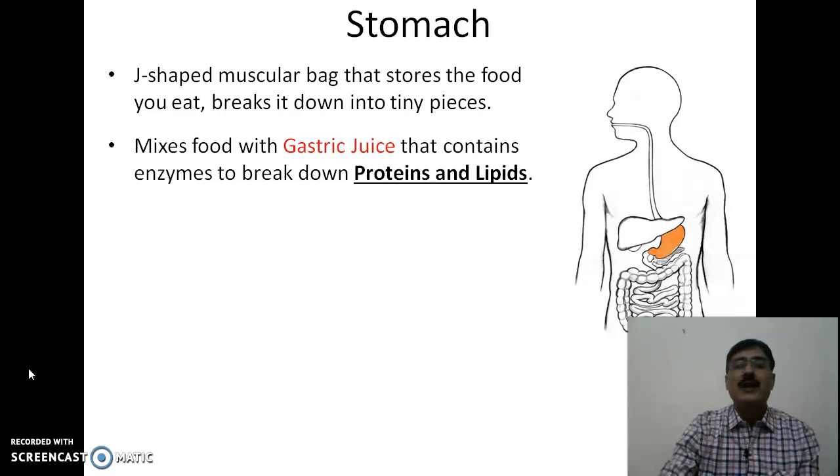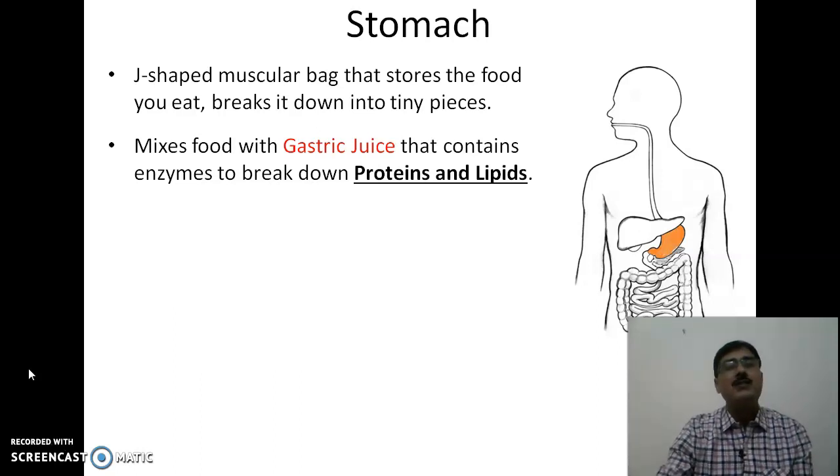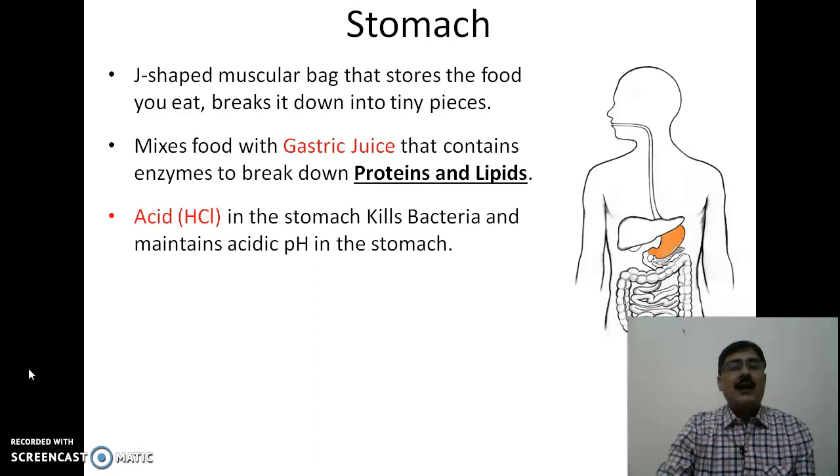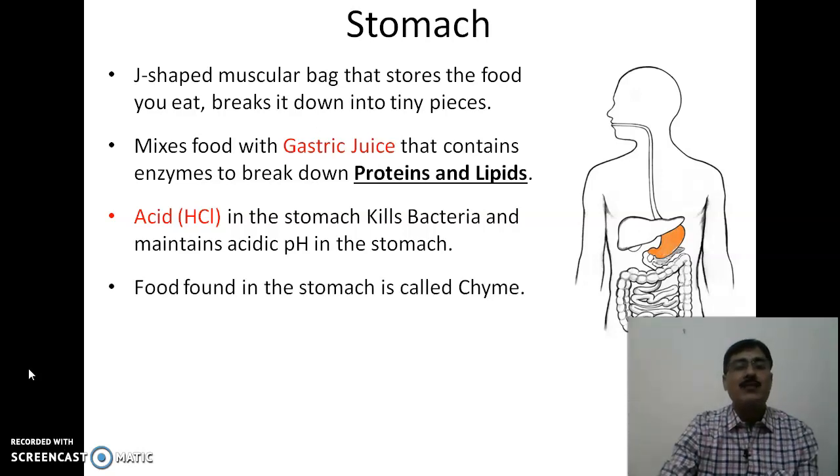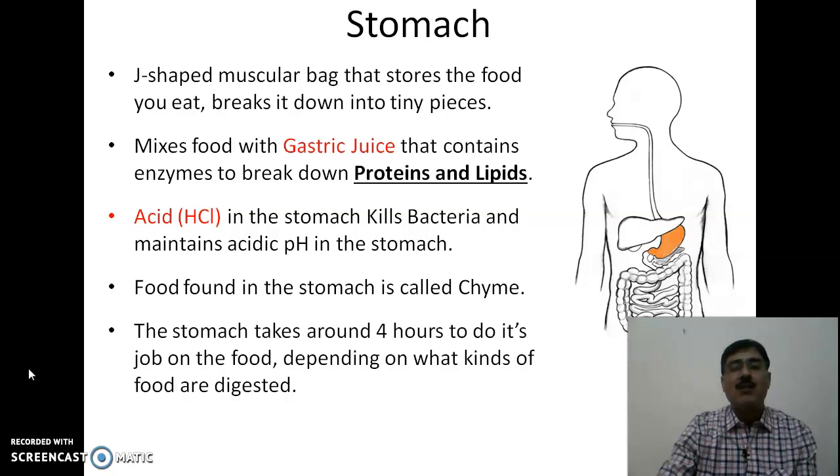It mixes food with the gastric juice that contains enzymes to break down proteins and lipids. It contains an acid, that is hydrochloric acid, and this hydrochloric acid in the stomach kills bacteria and maintains acidic pH in the stomach. In fact, it is very highly acidic. The food material that is digested in the stomach is known as chyme. Basically, it is acidic chyme because of the presence of a high concentration of hydrochloric acid.